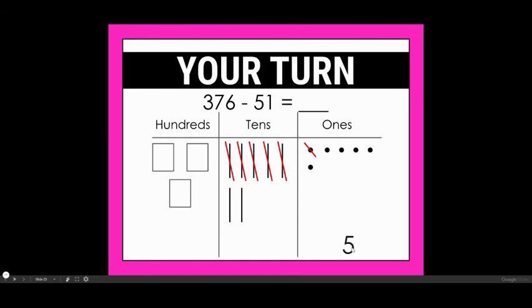You should have 5 ones left. 1, 2, 3, 4, 5. You should have 2 tens left. 10, 20. And you should have 3 hundreds left. 100, 200, 300. So what is your difference? 325.